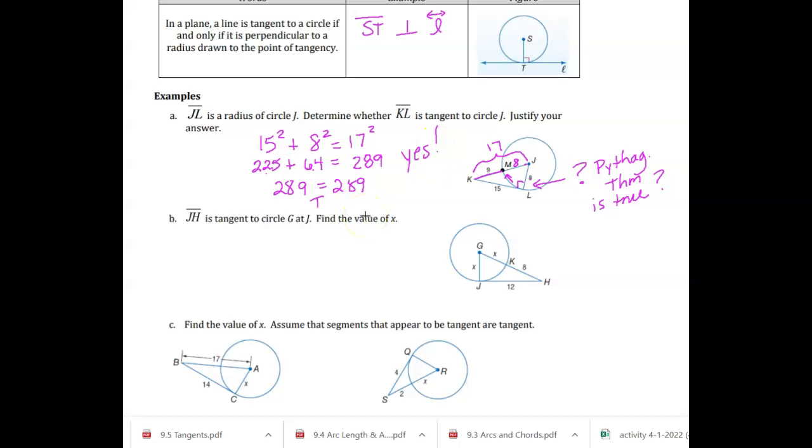All right, and so let's look at B. JH, so right here, is tangent to a circle at J. So they're telling us that this is tangent. Find the value of x. I'm going to go ahead and set up a Pythagorean theorem since it is a right triangle. So one leg is x plus the second leg is 12 is equal to this whole hypotenuse. Now, I don't know what the value is, but I do know that that's going to be x plus 8 squared.